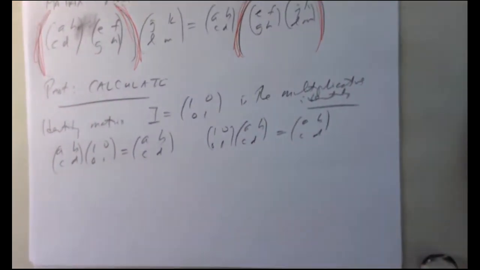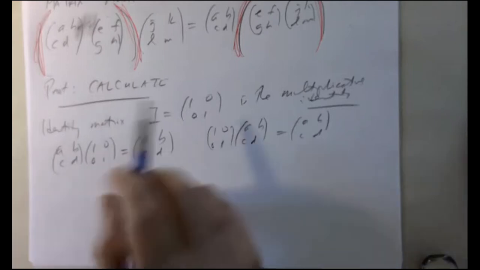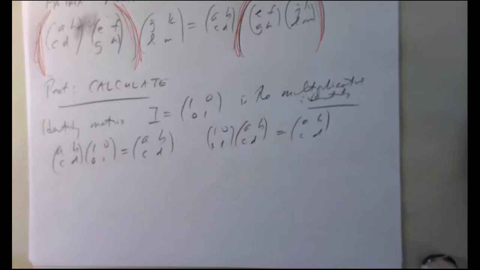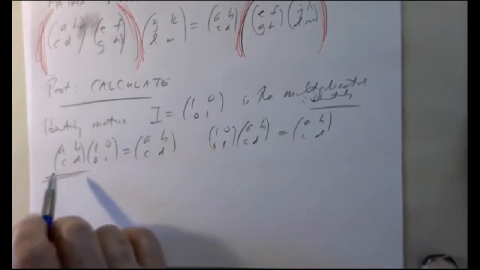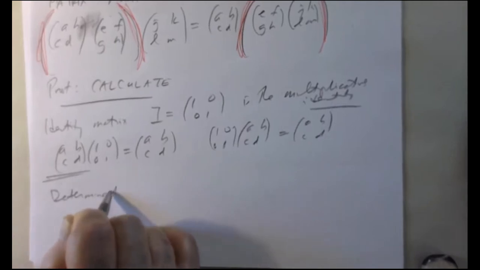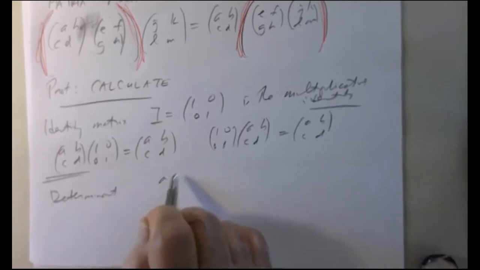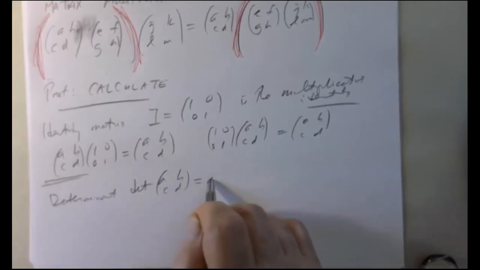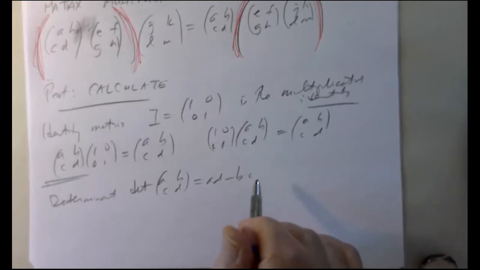So if you look at 2 by 2 matrices, it doesn't matter whether the coefficients are integers or rational numbers, real or complex numbers. In all cases, the multiplication is not abelian, not commutative, but there is this identity. Now, there is a number associated to the matrix A, B, C, D, which is called the determinant, which is AD minus BC.